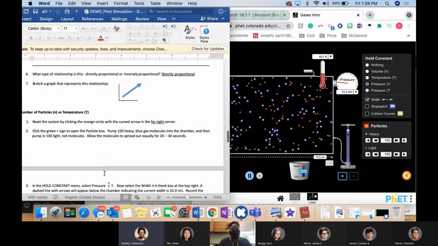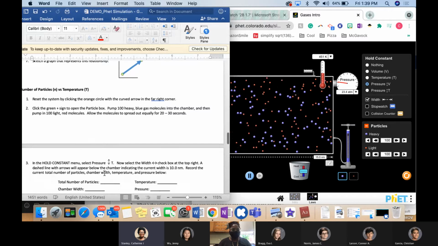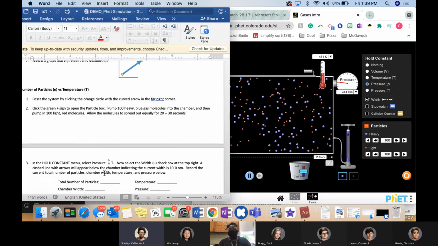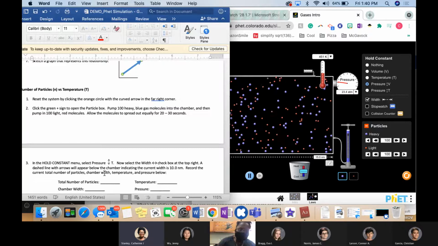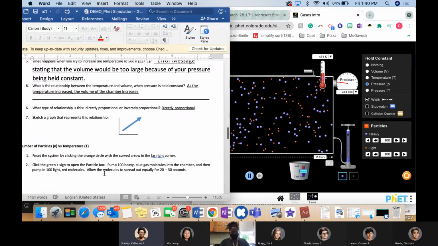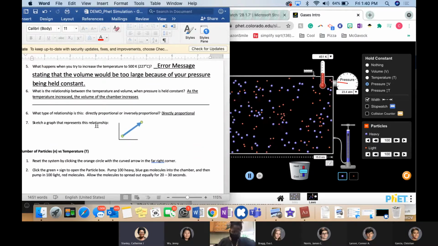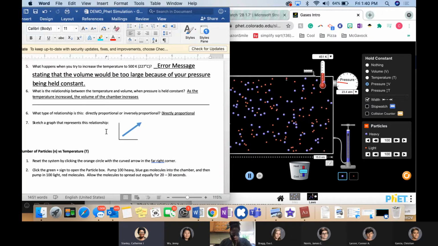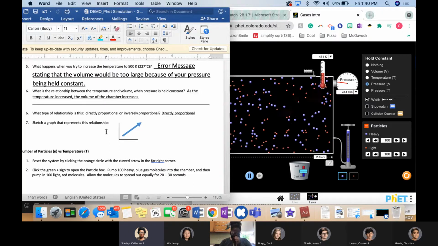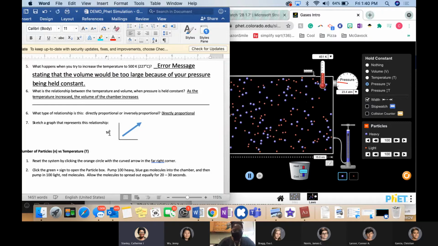Next up, number of particles versus temperature. We're going to reset the system. Is everybody okay? Do I need to pause? What is what? The axes? Oh, good point. Temp and volume.